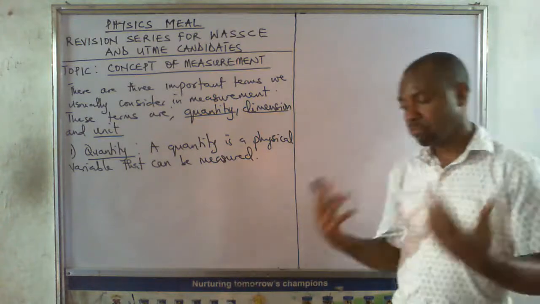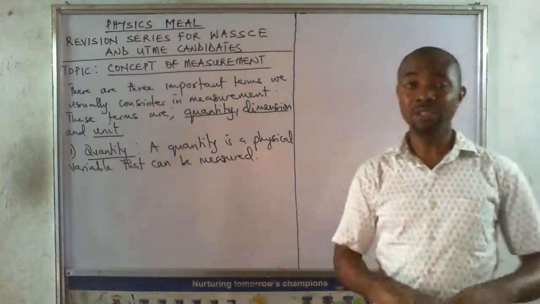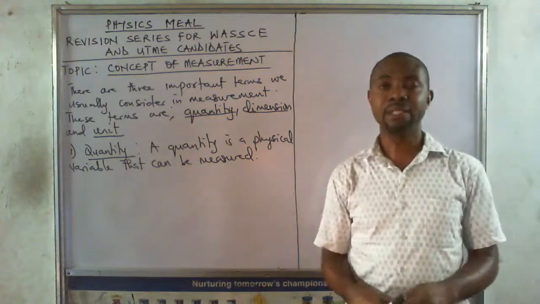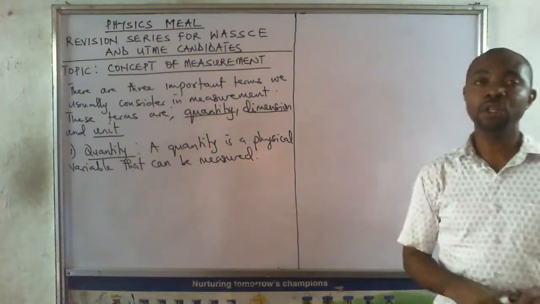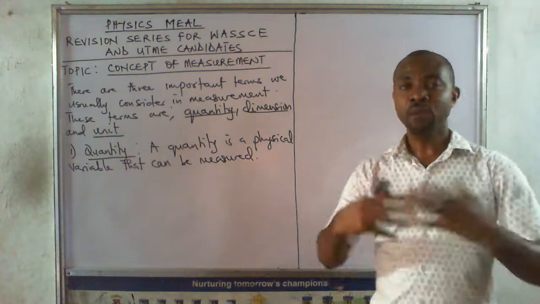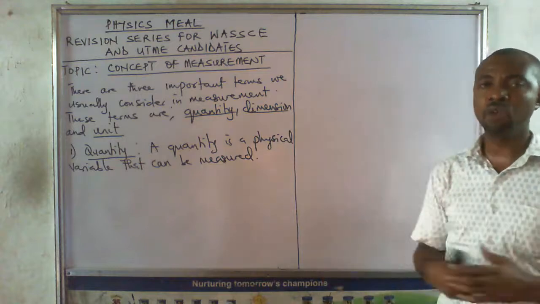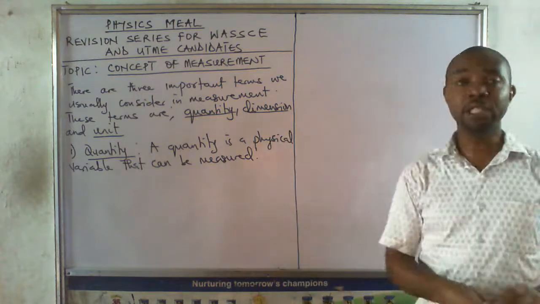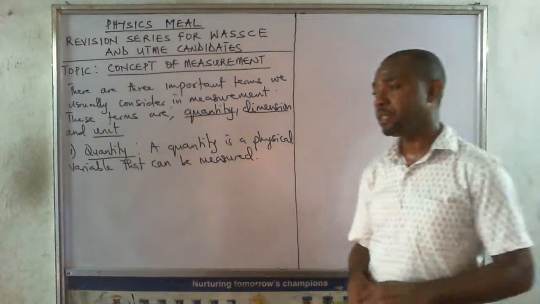Our interest centers on those quantities or those variables in sciences. They are the ones that we are going to consider. So we have seen that anything that you can measure, any physical variable, any physical parameter that can be measured, we refer to it as what? As a quantity.